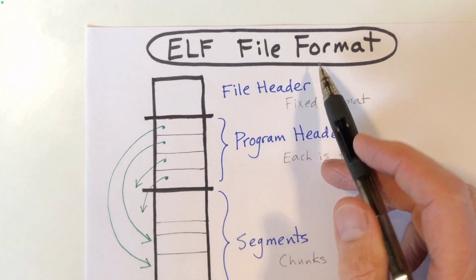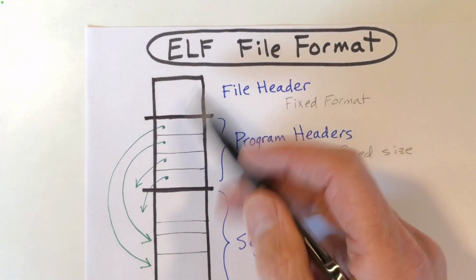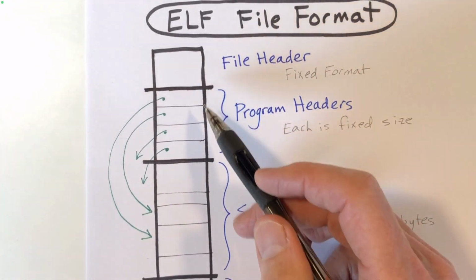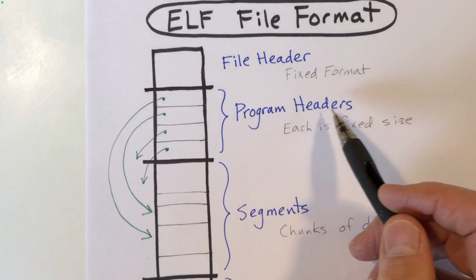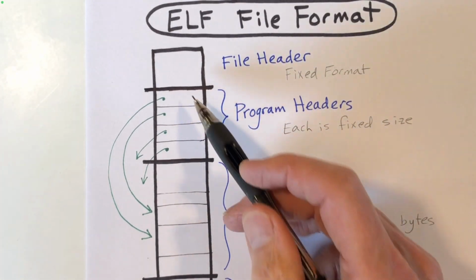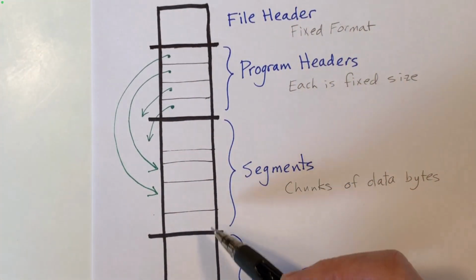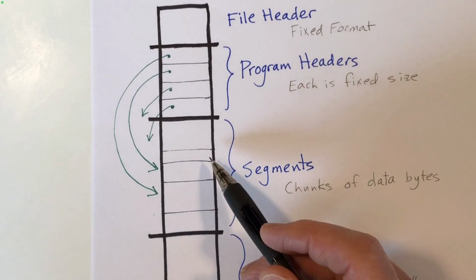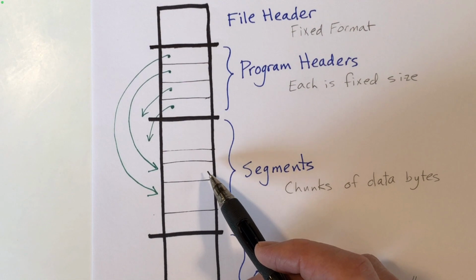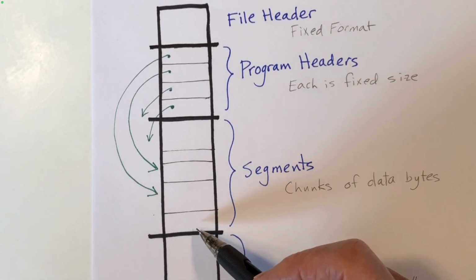The ELF file will begin with a fixed format file header, and that tells where the other parts of the file are located. The header is followed by an array of program headers. Each program header is exactly the same. They have the same size and so on. And that will be followed by a number of segments. The actual code that's to be loaded into memory will be located in these segments. And these segments can have different sizes, as you can see here.